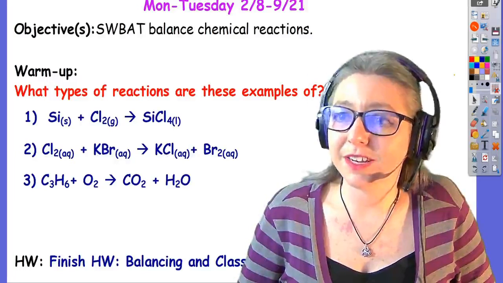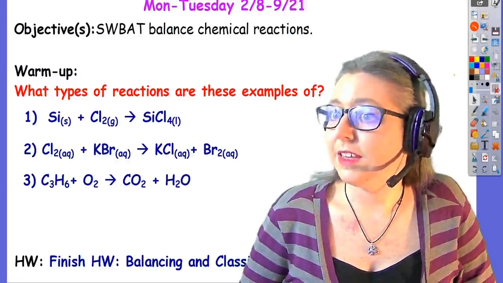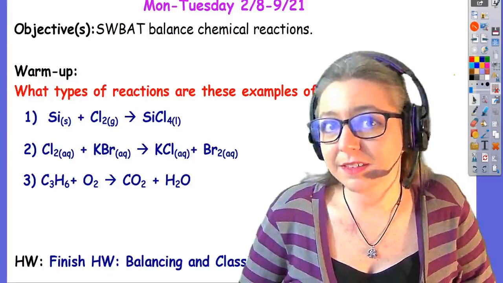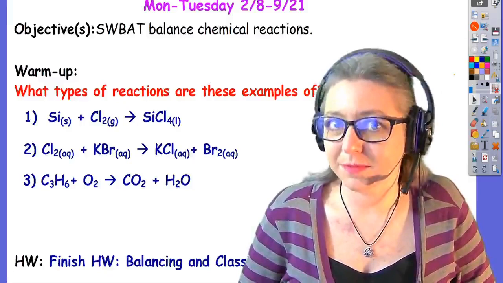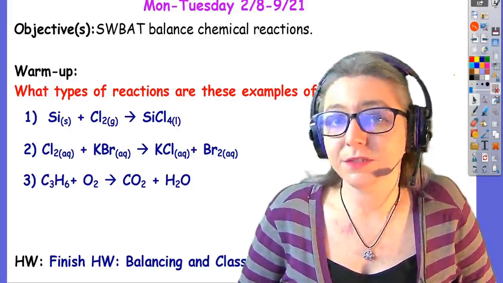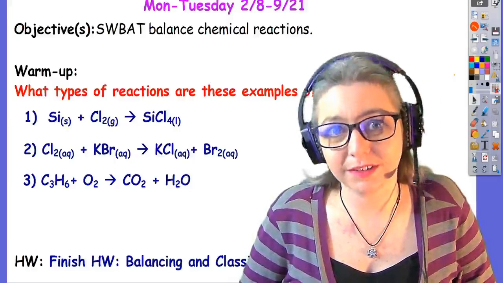So my first one here, I have Si plus Cl2 yields SiCl4. So I have 2 reactants forming one product. This is a synthesis reaction. Remember, my synthesis reactions will always have multiple reactants, but only one product.